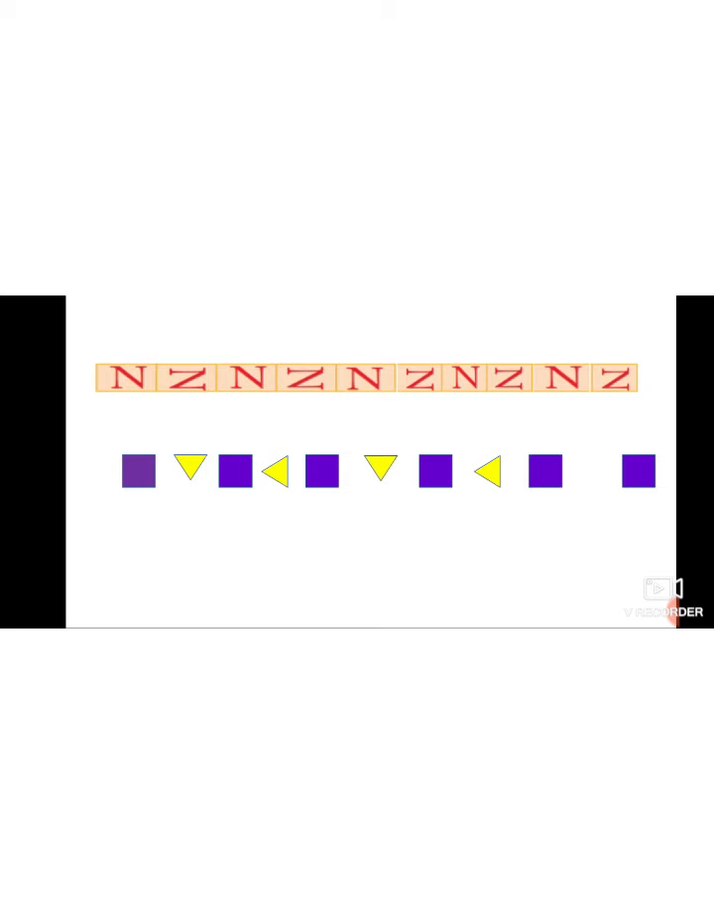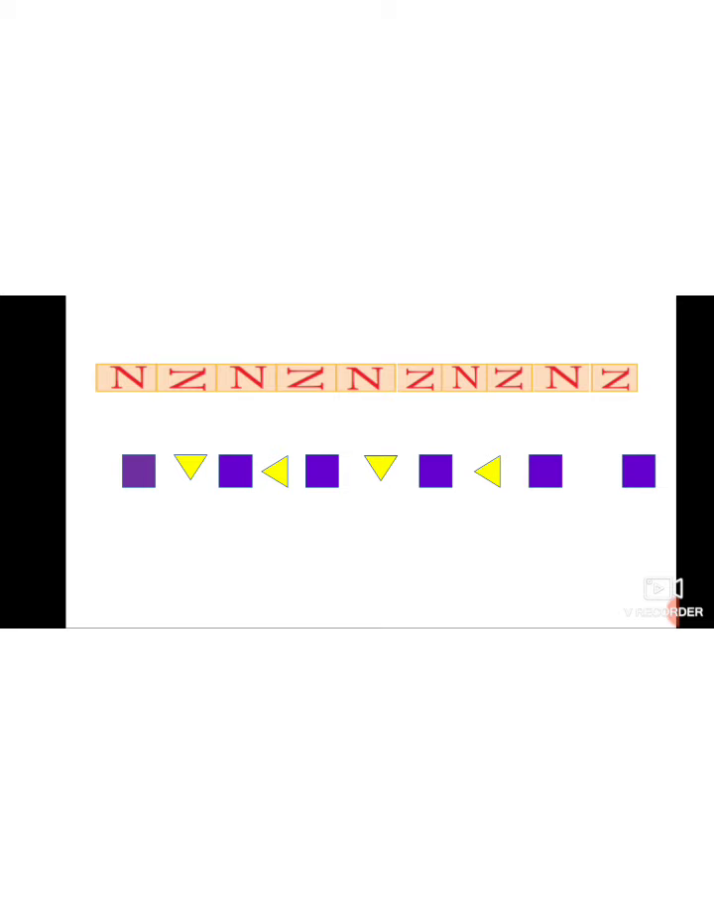Here is a little change in the next sequence. There are all squares and triangles. All the squares are of the same color, purple. All the triangles are of the same color, yellow. But what is the difference is there is a triangle looking towards the bottom. The next triangle looks towards the right. Bottom, right. So, one purple square, one yellow triangle looking towards down.